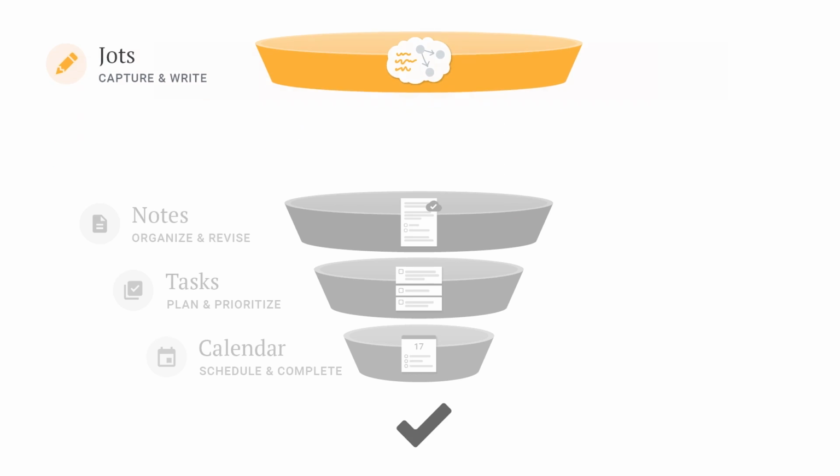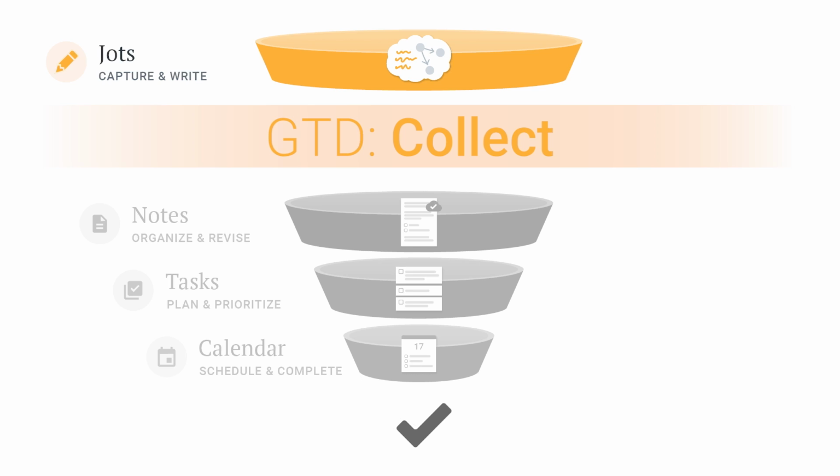In his book, David Allen proposes 5 distinct sections or categories of the getting things done process. And what we're going to do is start with the first phase of that, which is collect.